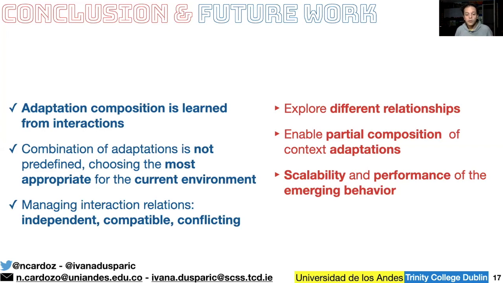And this work that we're presenting today is early results for ComINA, and the directions of future work. With the directions of future work, we're trying to make ComINA a little bit more robust, exploring different types of relationships between the adaptations, not just the simple interactions we are currently using, enabling the use of partial composition of adaptations. So rather than composing just full adaptations, being able to compose individual actions in these adaptations, and of course, increasing the scalability and the performance of the emerging behavior.